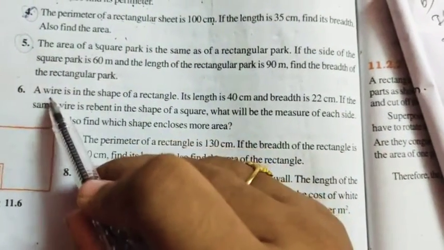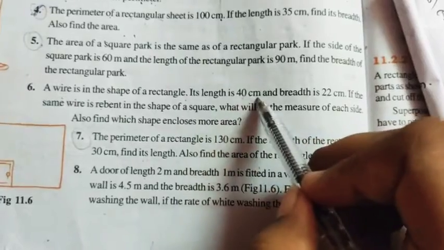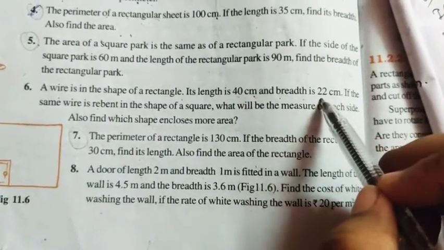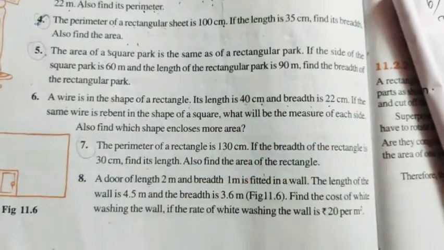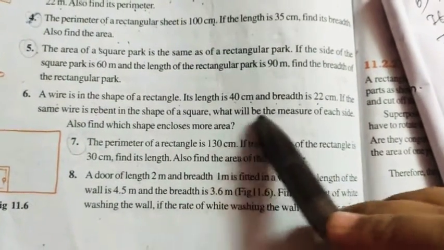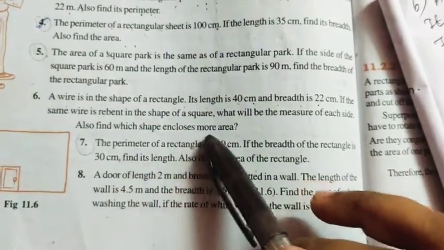Okay, see the question. A wire is in the shape of rectangle. Its length is 40 centimeter and breadth is 22 centimeter. If this same wire is rebent into the shape of square, what will be the measure of each side? Also find which shape encloses more area.